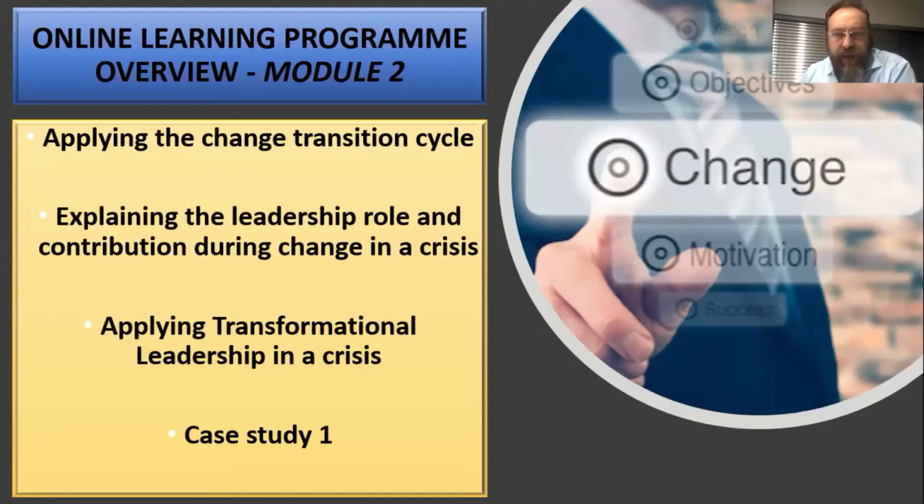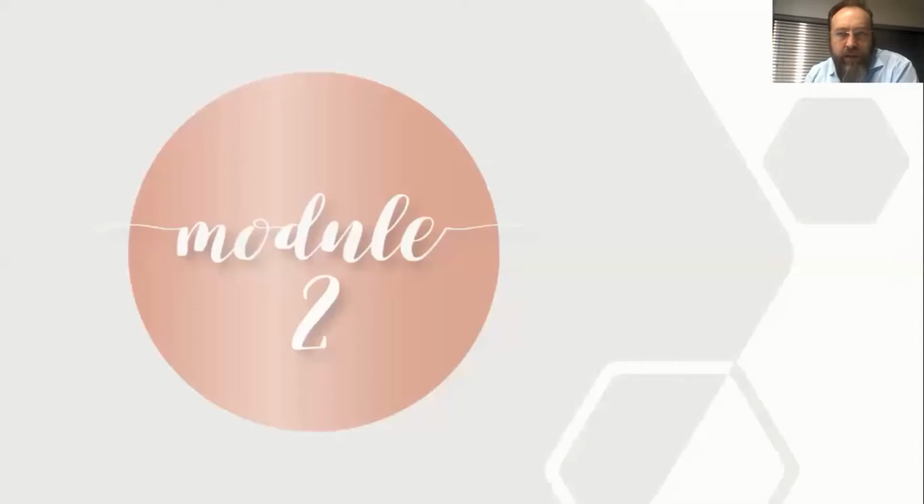We're also going to look at transformational leadership, in particular contrasting transactional and transformational leadership, looking at the 4 key roles of transformational leaders, and then we'll also conclude Module 2 by looking at a case study, and there are 6 questions that I'd like you to respond to from the case study, which is extracted from the mining sector. Let's start with Module 2.